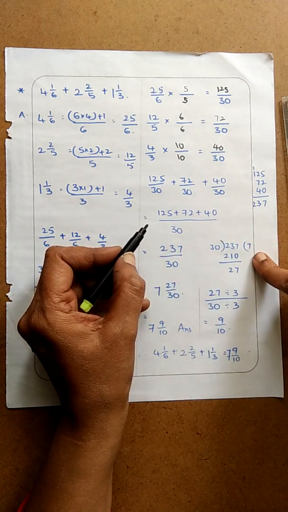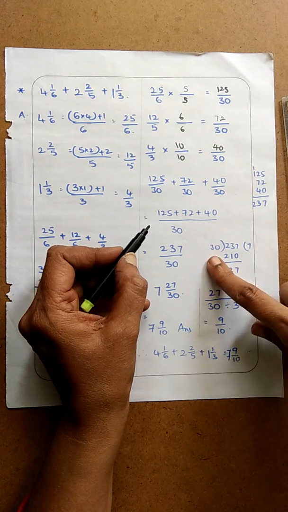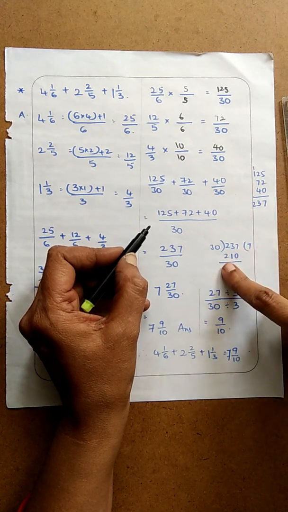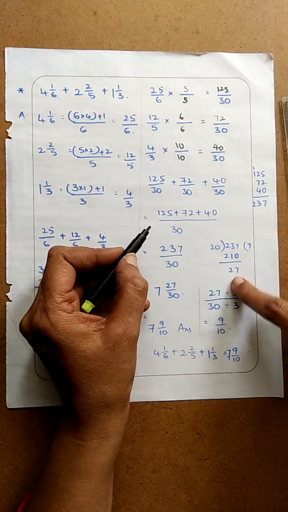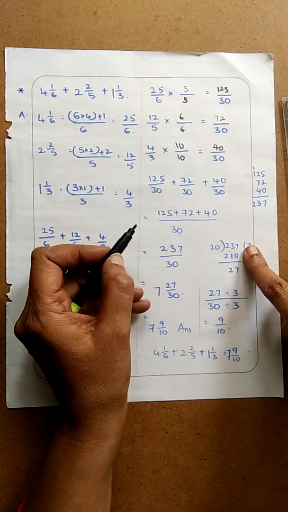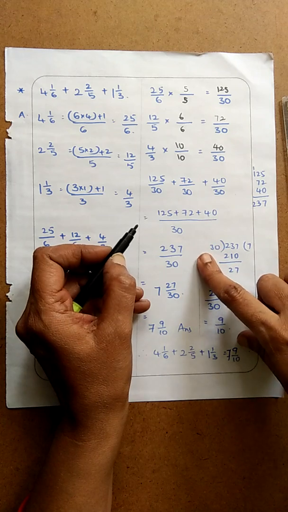Now, let us convert into a mixed fraction. 30 goes 7 times, 210. So, 237 minus 210 is 27. So, you got 7 27 by 30.